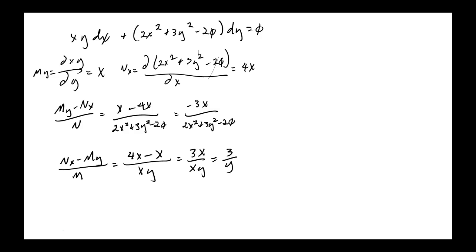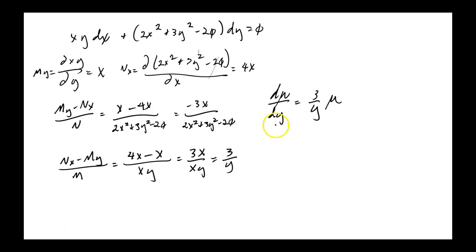Okay? So therefore, we're going to use that second possibility and say that mu dy is equal to that thing times mu. Okay? Don't need to write it all down again. We've already evaluated it. It's 3 over y times mu. Right?